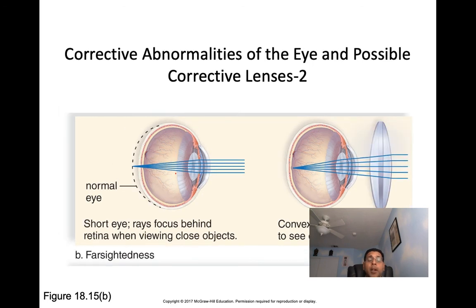Now when we talk farsightedness, the eyeball we said is short. This causes the focal point to be behind the retina. Now with convex lenses, this will help bend light a certain way that it'll restore the focal point onto the retina versus behind it, allowing the individual to see close objects.